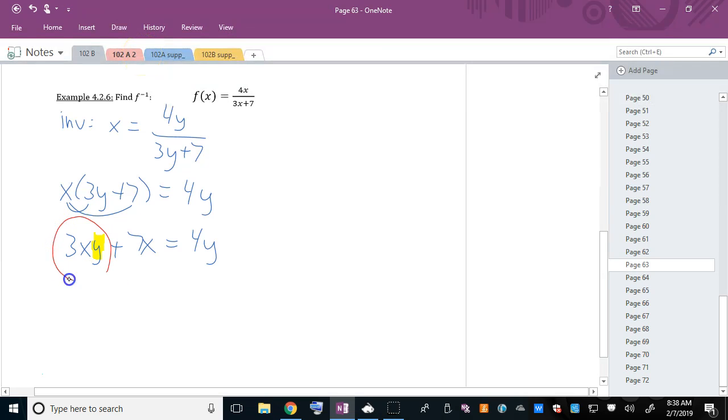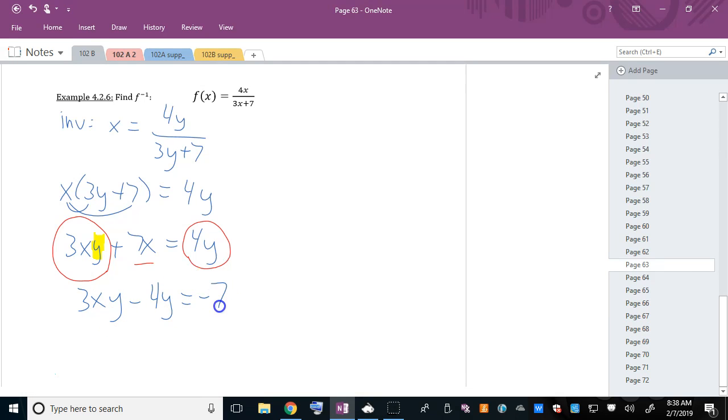So instead, what I'm going to do is I'm going to get every term with a y on one side and every term without a y on the other side. So I'm going to rewrite this as 3xy minus 4y is negative 7x. So again, every y is on one side, every non-y is on the other side.